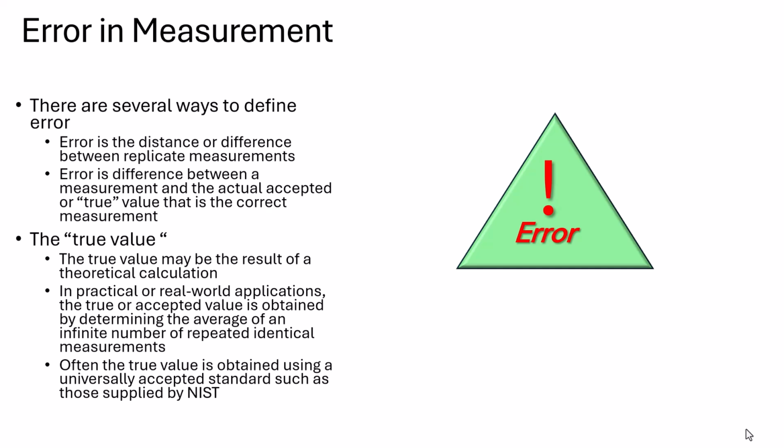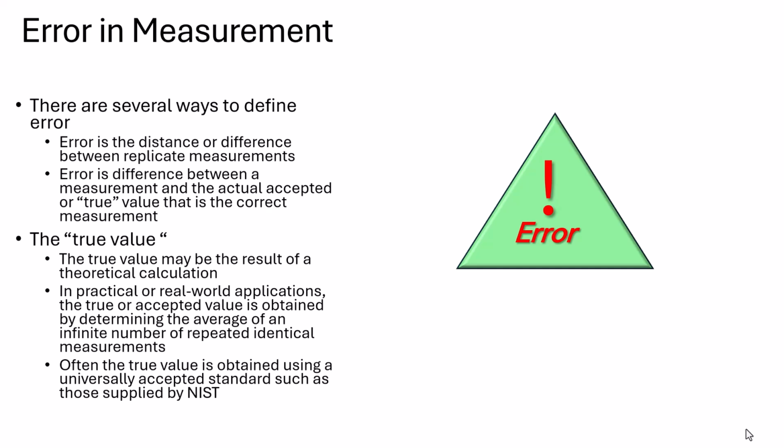Again, the true value may be the result of a theoretical calculation. In real world applications, the true or accepted value is obtained by determining the average of theoretically an infinite number of repeated identical measurements. So you go in the lab and literally do thousands of the same measurement over and over again, and different workers do that same measurement over and over again, and we can compare all that data. And then finally we do this between different labs because we want this to be robust.